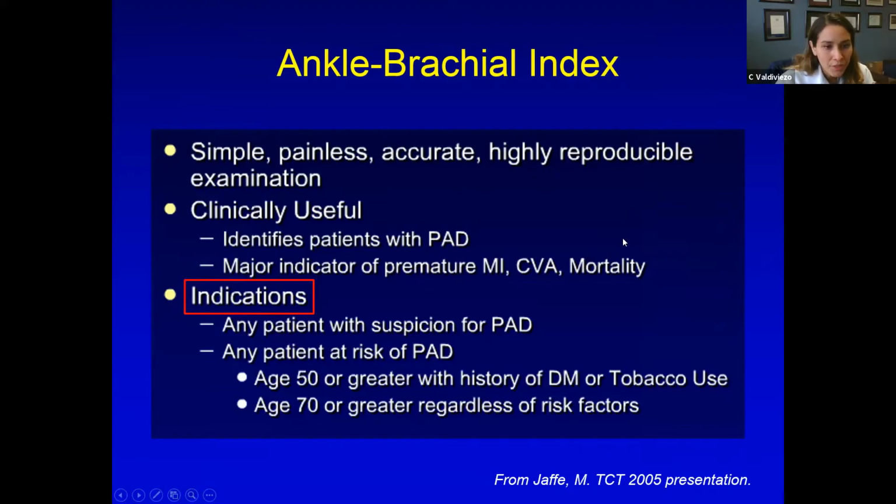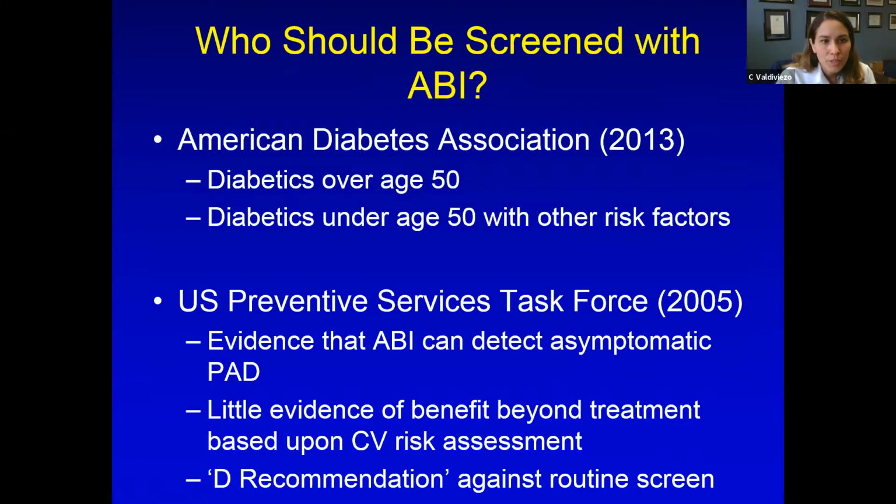Indications: any patient with suspicion of peripheral artery disease, any patient at risk of PAD. That includes those patients greater than 50 with a history of diabetes or tobacco use, which are the two main determinants or risk factors for PAD. So it's age, diabetes, and tobacco use. Or any patient above the age of 70, regardless of their risk factors. So who should be screened with ABI?